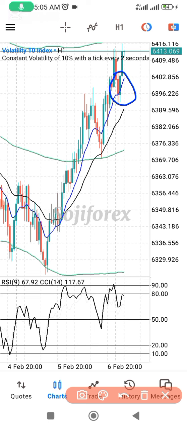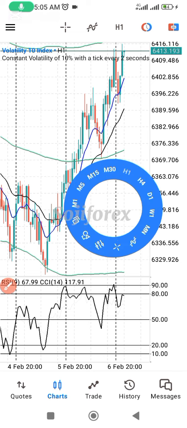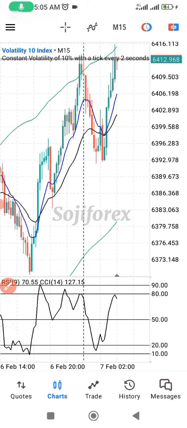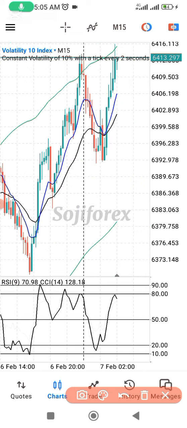provided your commodity channel index is not at the level of 80 and 90, then on a lower time frame. That entry is on a 50-minute time frame. This is it. You can see it. Look at where it is coming from.